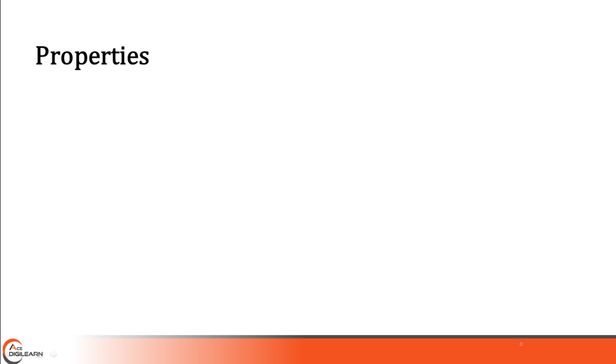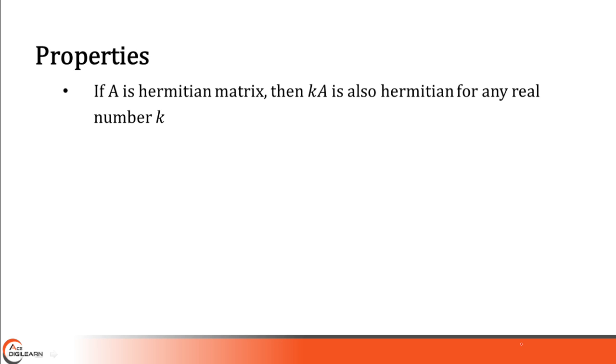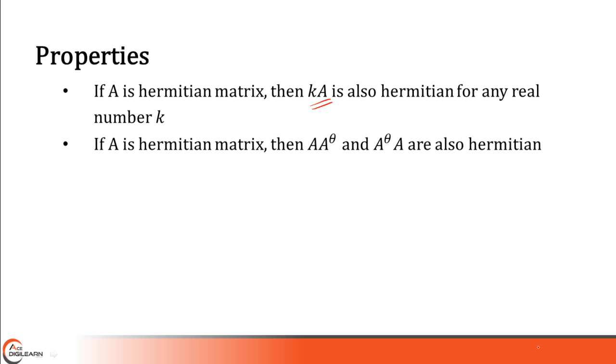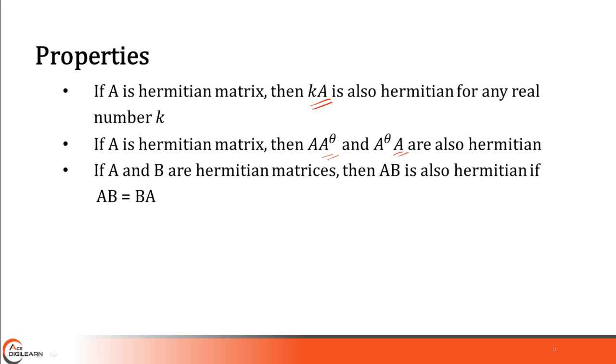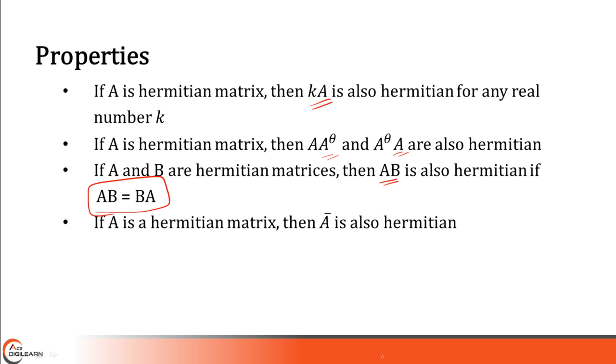Properties of Hermitian matrix. If A is Hermitian, then kA is also Hermitian, where k is any real number, and A power theta (conjugate transpose) is also Hermitian. If A and B are two Hermitian matrices, then AB is also Hermitian if AB equals BA. If A is Hermitian, then A bar is also Hermitian.